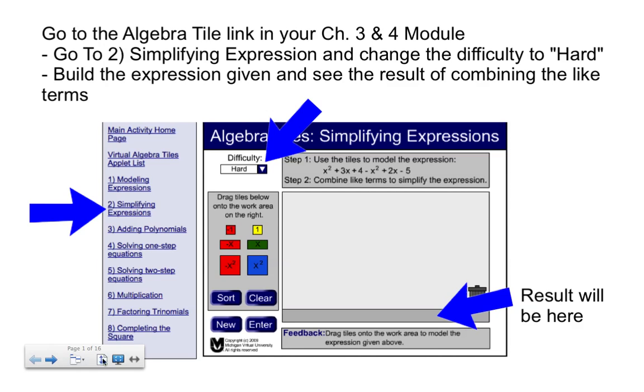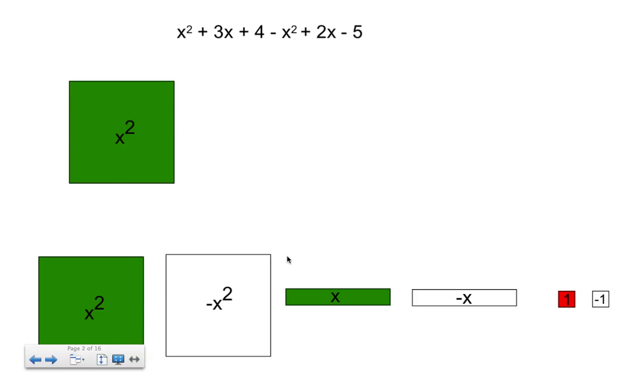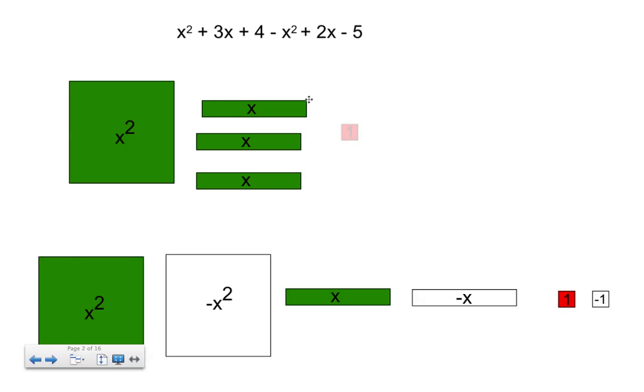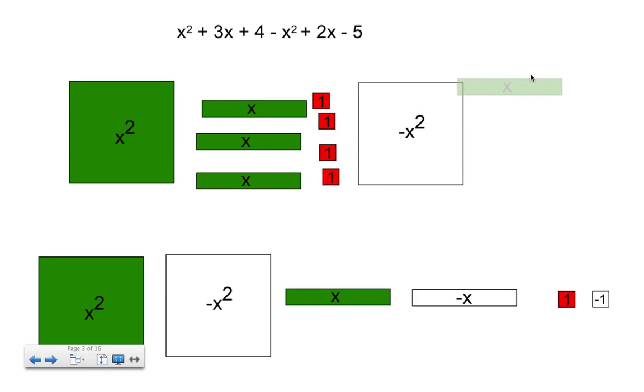some algebra tiles of what we're doing. I have some slides to work through with you just to model the expression. So if I have x squared and then I have 3x's, and then I have 4 ones, and all I'm doing is modeling what they have here. And then a negative x squared. I have 2 x's and 5 negative ones.